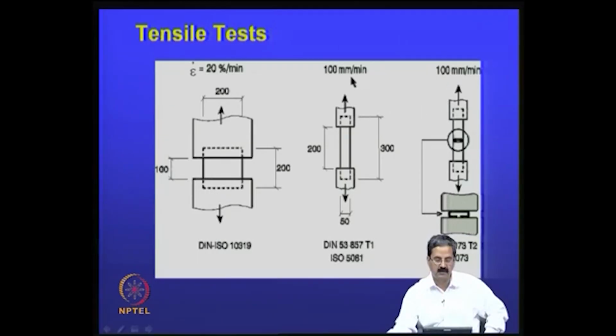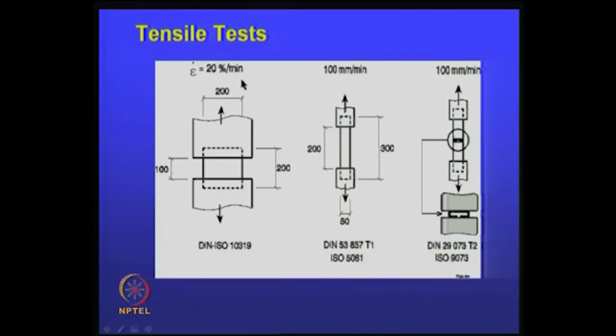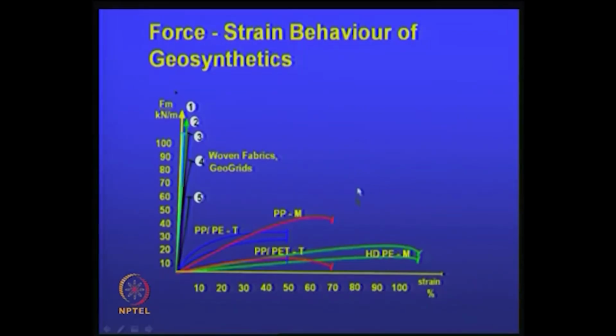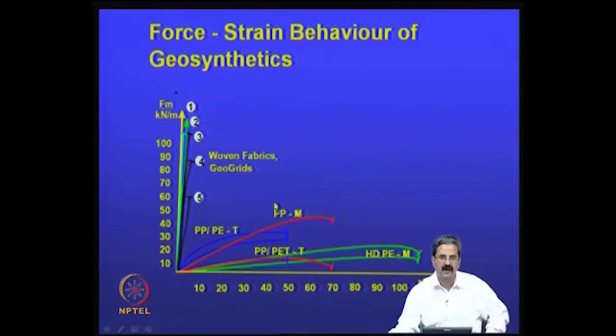And then there is a rate of application of load that is also mentioned, 100 mm per minute. In this case it is 20% per minute. This is the sample size here, as I just mentioned. If you want to look at the response, you observe strain versus kilonewton per meter length. You can have a variety of stress strain curves depending on the material stiffness, and this is very important if you are trying to design for reinforcement functions.